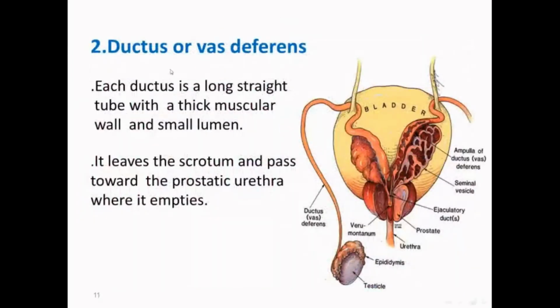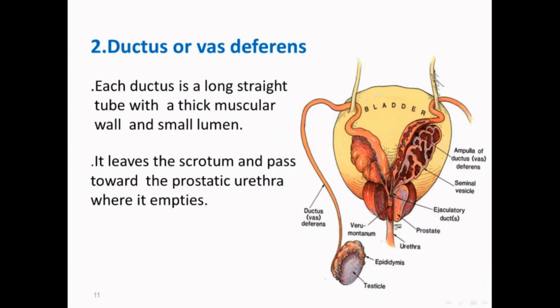The second part of the excretory duct is called the ductus deferens or vas deferens, which is a long straight tube. It starts from here after the tail of the epididymis, ascends, and then goes around the site of insertion of the ureter into the bladder. The last part of the vas deferens is dilated and highly tortuous, called the ampulla of the vas deferens. The ampulla of the vas deferens, with the duct from the adjacent gland, the seminal vesicle, will join to open into the ejaculatory duct, which will empty into the prostatic urethra.